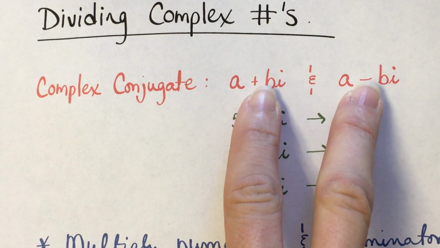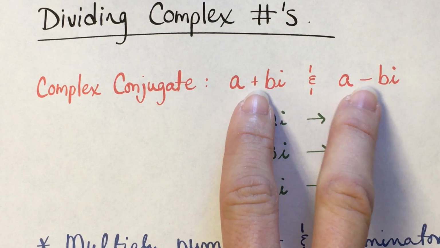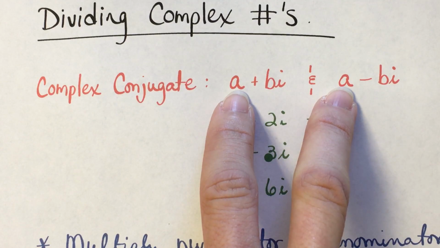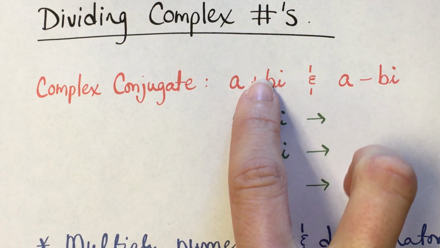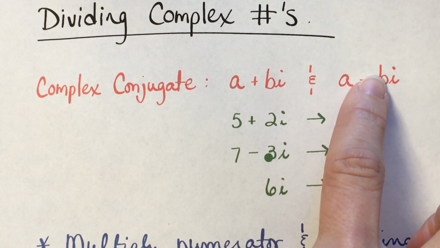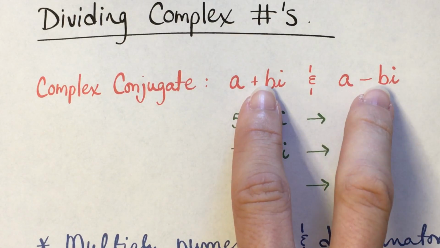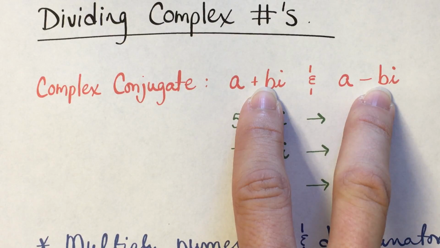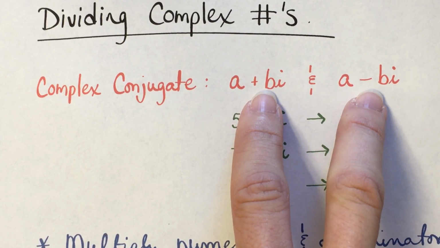So if you notice, the only difference in these two is that you have the sign in the middle that's different. Now, not both signs are different. Like the a is still a. It's going to be the sign that's in front of the imaginary part, which when they're written in the correct order will be the middle sign. So this is what a complex conjugate is.